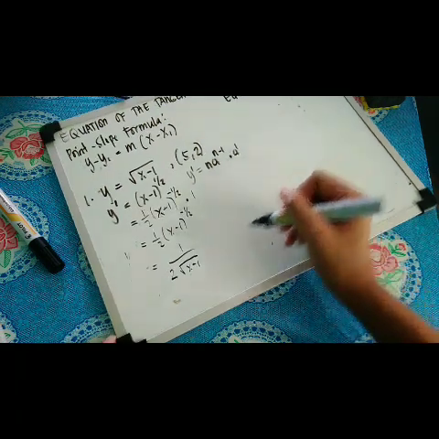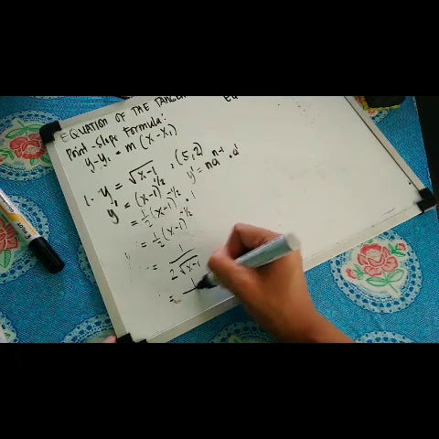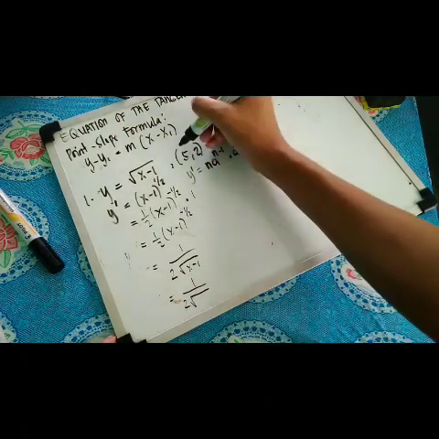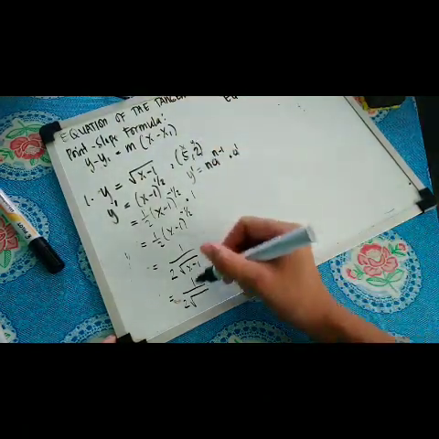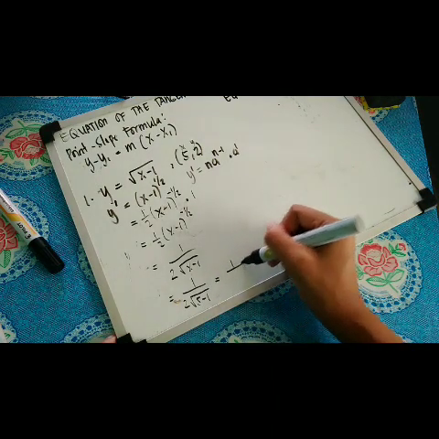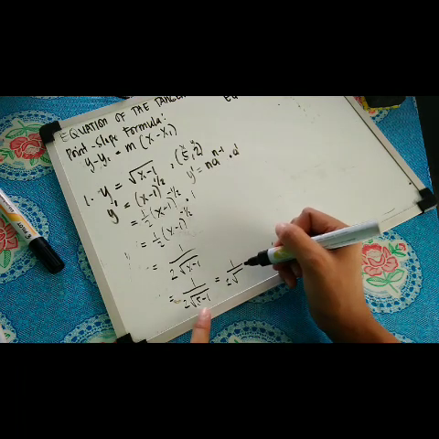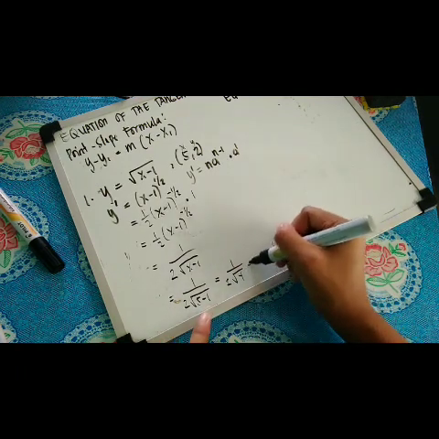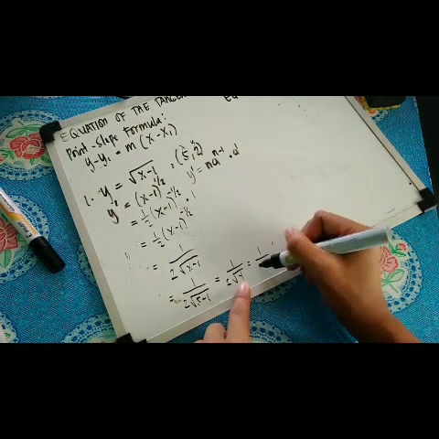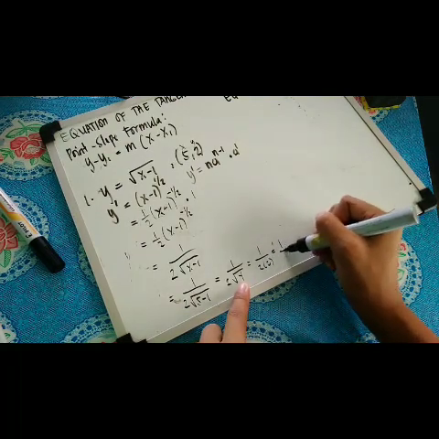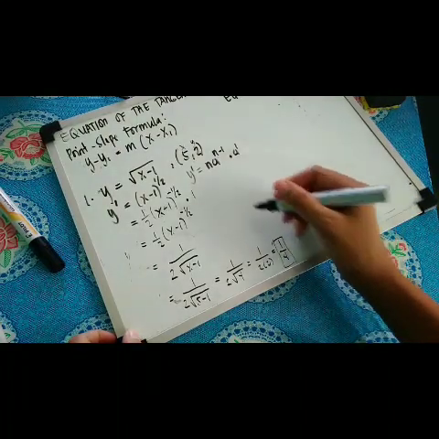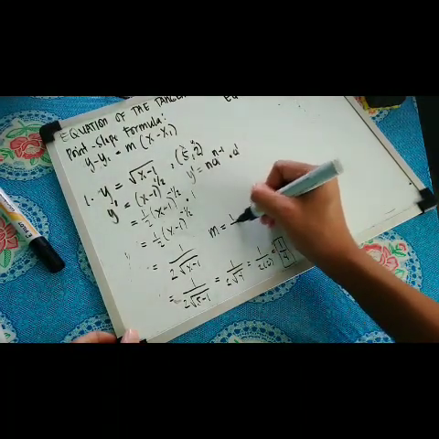Now we can substitute the values. This is our x and this is our y. Our x is 5, so we have 5 minus 1. Next, 1/2 times the square root of 5 minus 1, which is 4. Next, the square root of 4 is 2. So we have 1 over 2 times 2, so we have 1/4. Therefore, our slope is equal to 1/4. So our m is equal to 1/4.